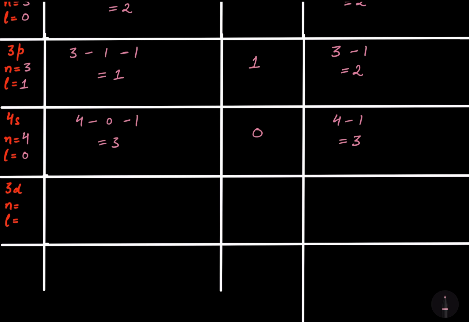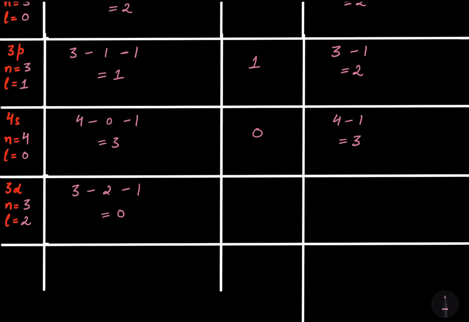So now let's talk about the 3d orbitals. In case of 3d, the n is 3 and the value of L for d orbitals or d subshell is 2. So now let's apply the formula for the radial nodes. It's n minus L minus 1, so it comes out to be 0. So in case of 3d, 0 radial nodes are there.